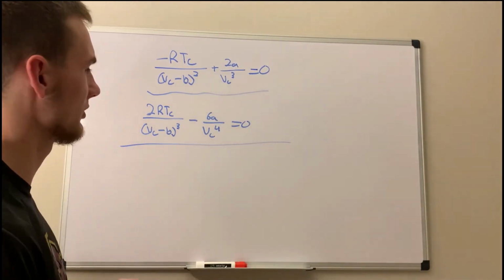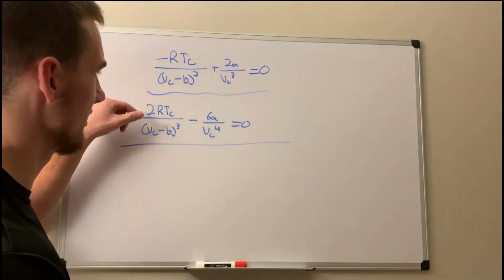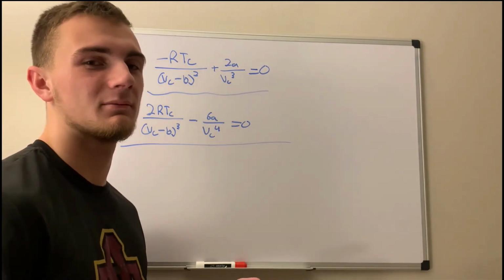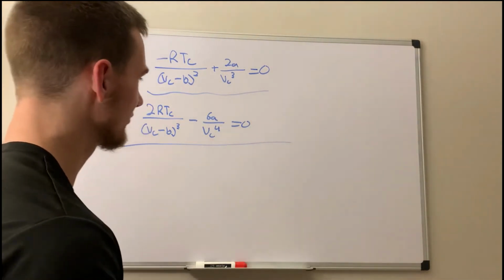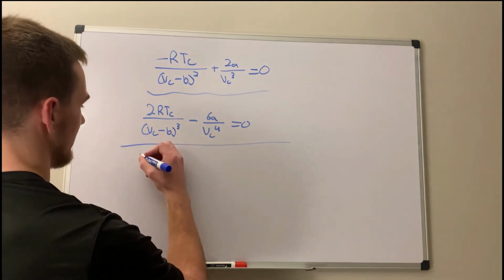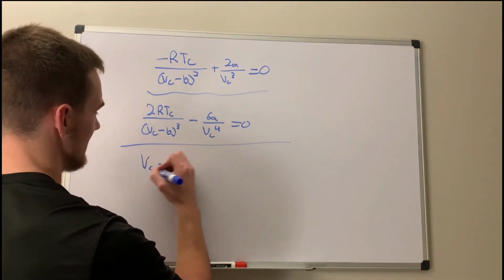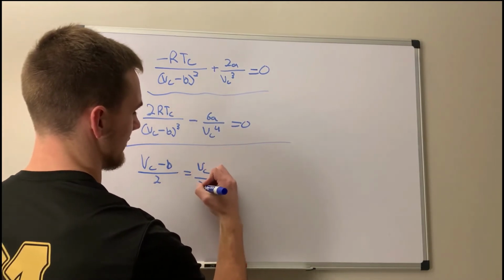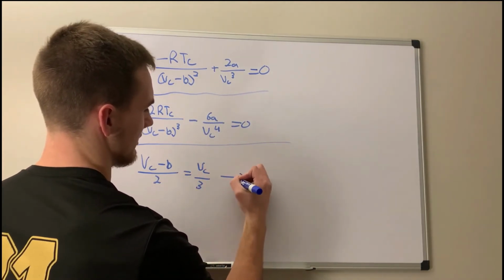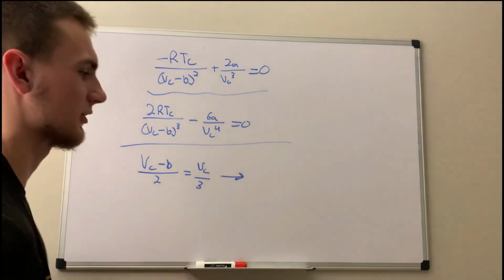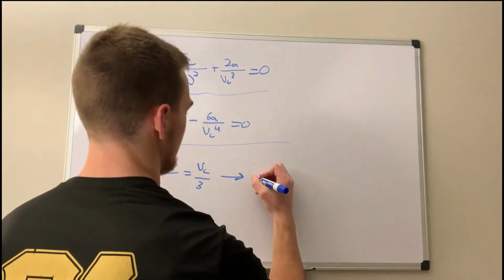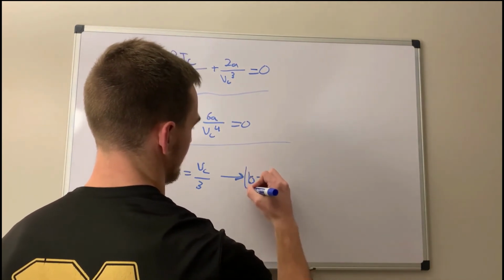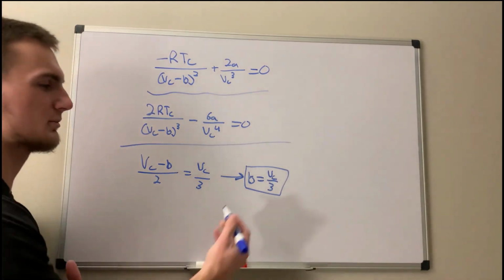Just rewrite that. So what I'm going to do here, we can actually flip this equation here and multiply these equations, and we cancel out a bunch of terms, and it makes it really, really easy. So if we do that, we'll end up with (VC minus B) over 2 equals VC over 3. And from here, we can go ahead and solve for our B parameter. If we do that, we will see that B equals VC over 3. Okay, so this is our B parameter.